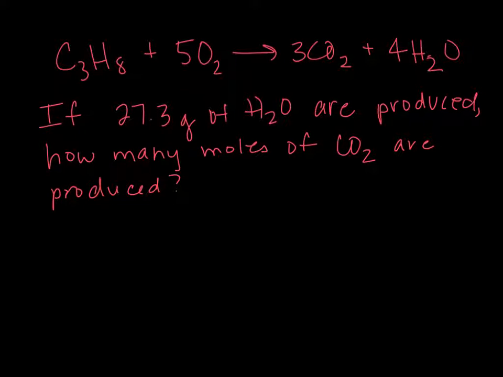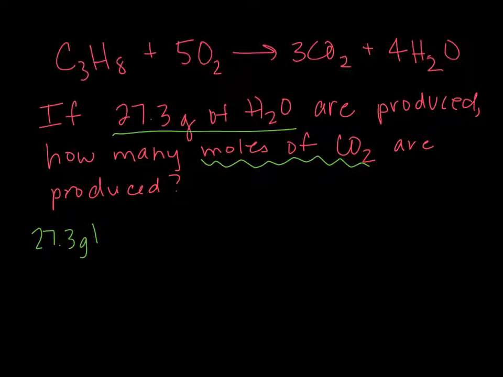This time, if I have 27.3 grams of water, how many moles of CO2 are produced? Again, I've got 27.3 grams of H2O, and I'm looking for moles of CO2. I'm going to write down what I have, and I need to make a plan. I want to go from water to carbon dioxide, so I have to use a mole-to-mole ratio, because the only connection I have is this balanced reaction, and I know that I'm going to make 4 waters for every 3 carbon dioxides that I make.